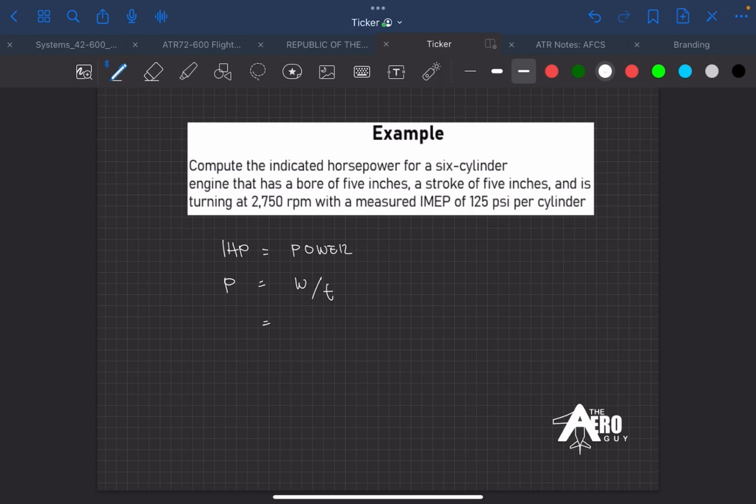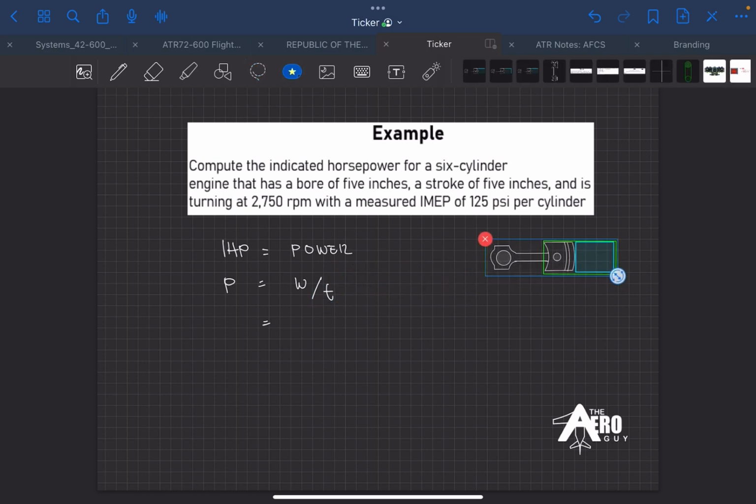What is work inside the cylinder? Work is computed by the average pressure inside the cylinder and the volume that is being displaced during the power stroke. Basically, it's from the moment the piston is at top dead center at power stroke until it reaches almost bottom dead center, the entire volume that was being displaced.